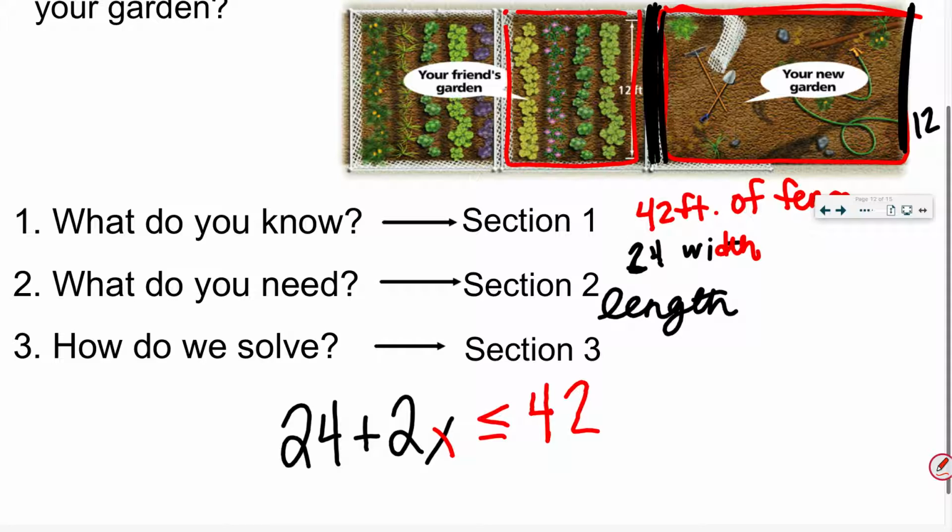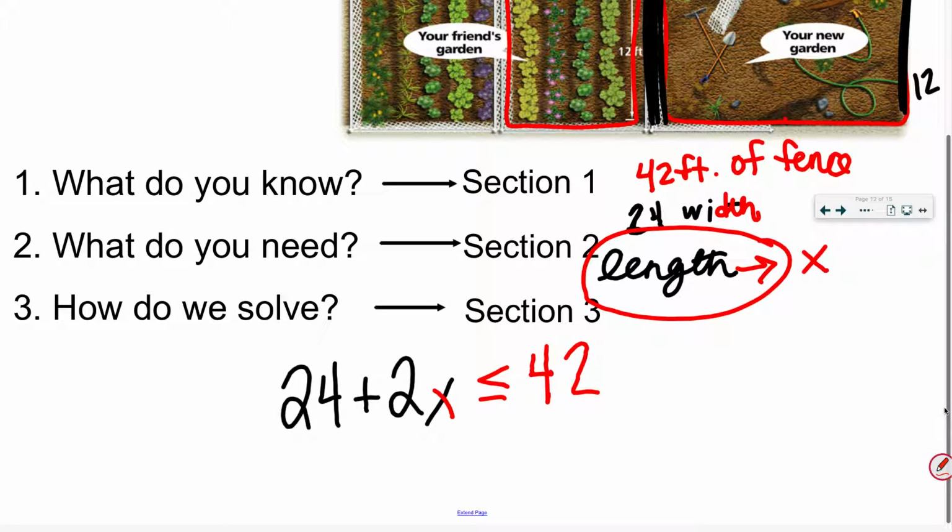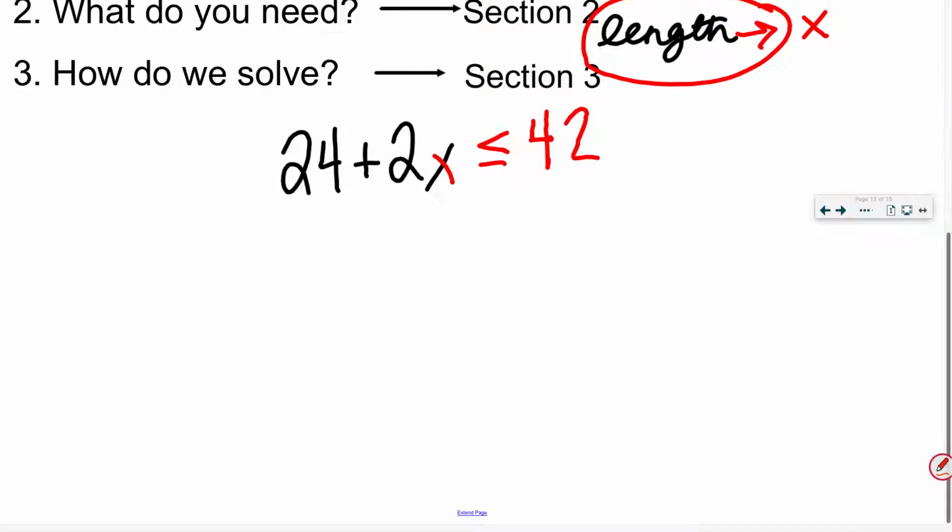24 is the width. And you want to find the length. Since there's two sides of the length, you're multiplying the unknown times 2. And what's our unknown here? The length. So our length is going to be x. And in total you have 42 feet of fence, but you don't know if you're going to use all of it. Right, so my total is 42 feet of fence, but I don't need to use it all. So we just created a great inequality using the perimeter of a rectangle.